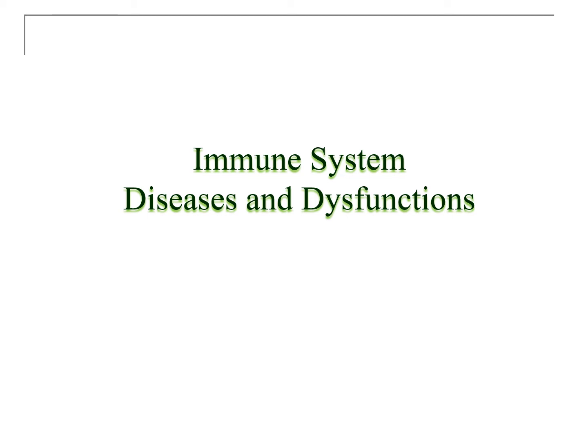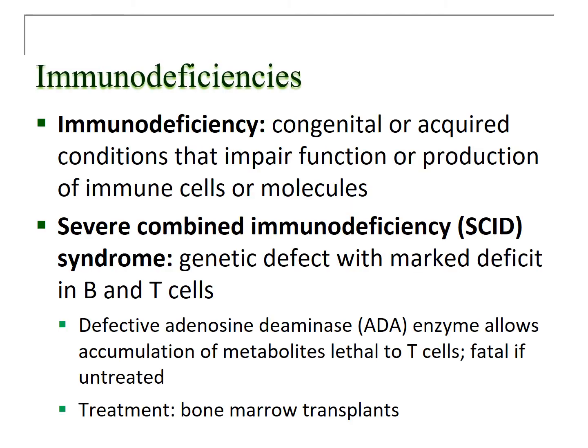In this video, we're going to discuss immune system diseases and dysfunctions. So the first thing to cover is immunodeficiencies, and an immunodeficiency is either something you're born with, congenital, or something that you acquire, something that impairs the function or the production of either immune cells or of molecules.